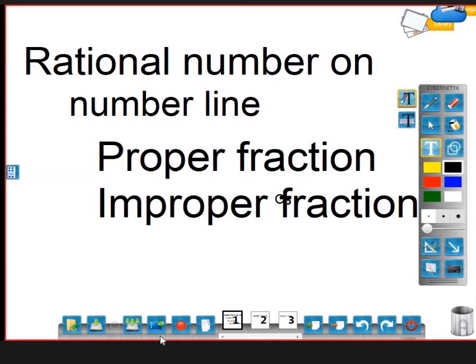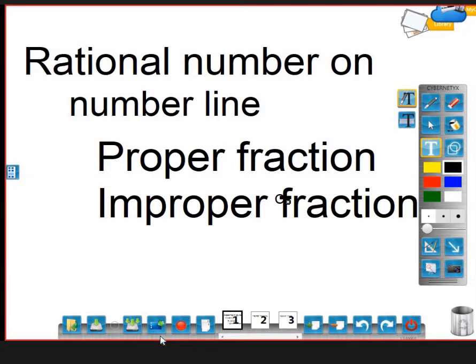Representing rational numbers on the number line. A rational number is a combination of all numbers: natural numbers, whole numbers, integers and fractions. Representing whole numbers and natural numbers is not an issue, but we feel difficulty in representing fractions. Fractions are also part of rational numbers.